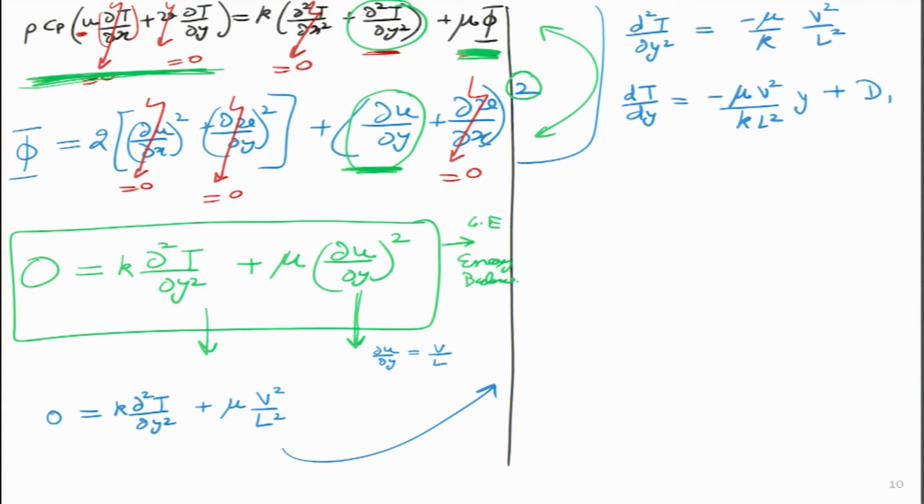Then I integrate one more time, then I get T as a function of y on the left hand side. So, the first term will become a square in terms of y. So, it becomes y square divided by 2 k L square. I hope I am doing it correct. Plus this becomes d1 y, plus there will be one more constant.